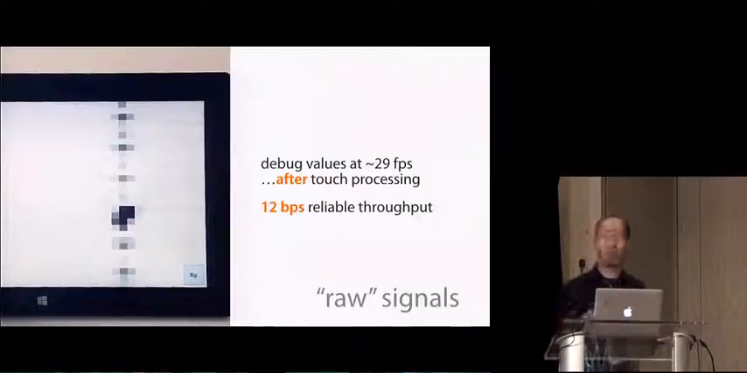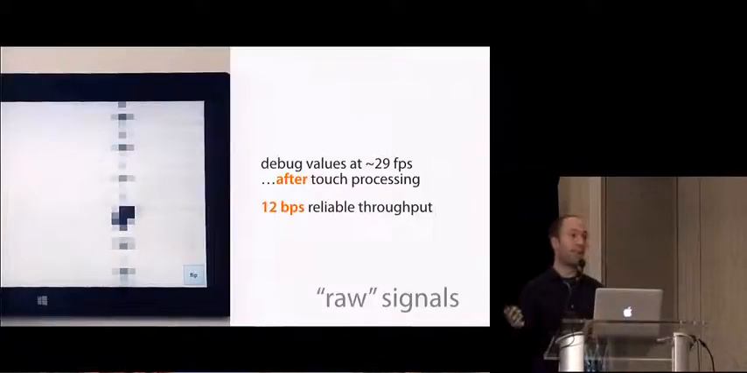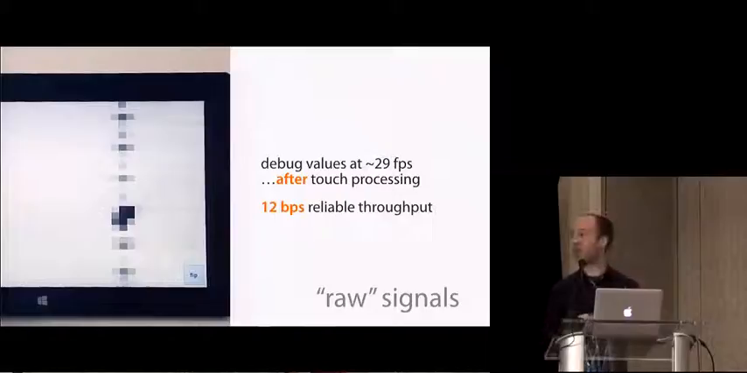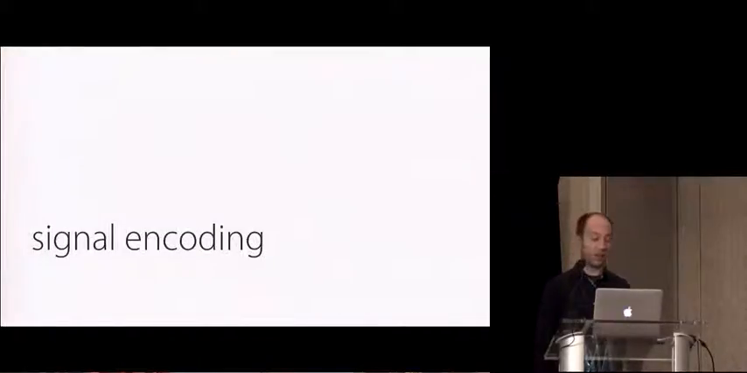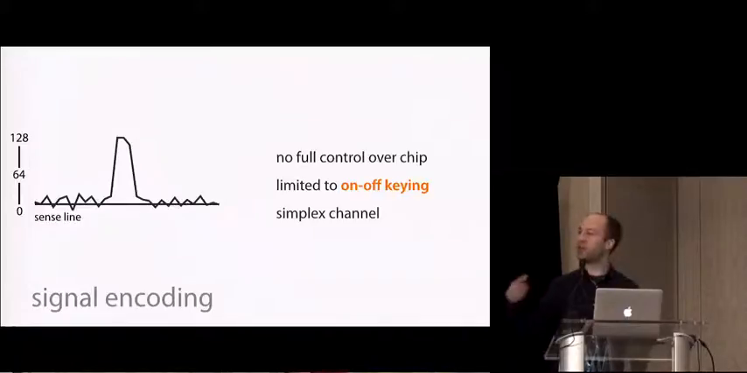The problem with this debug interface is that it's pretty slow. It has a variable frame rate, on average 29 frames per second, and the reliable throughput that we get is 12 bits per second, which is not a lot. And for that reason, we needed to change something about the signal encoding. Because of the low frame rate, we're limited to basic on-off keying. We had to use this as a simplex channel, so we had to make sure that the information absolutely comes across correctly, and all of that as a result of not being able to have full control over the chip.